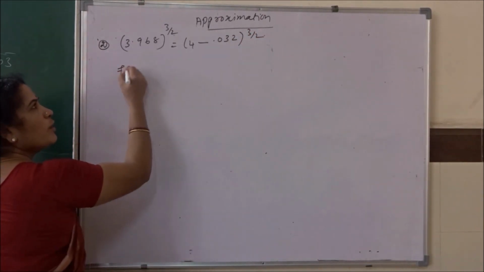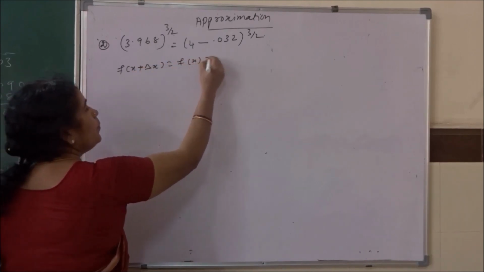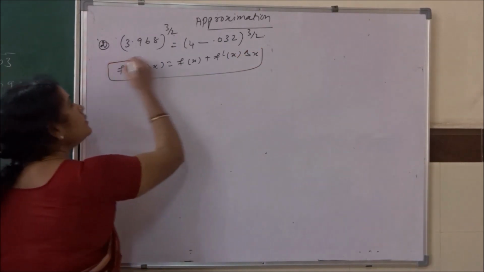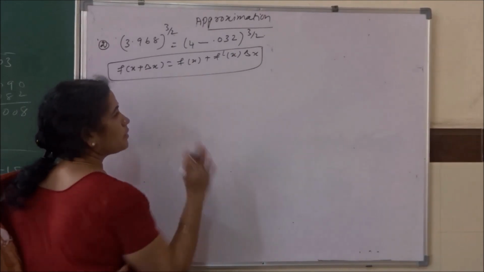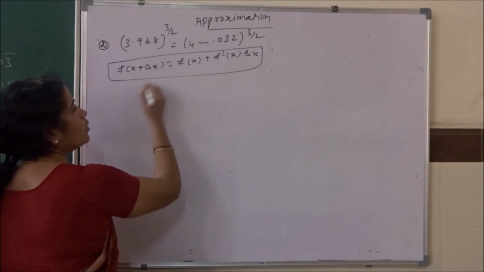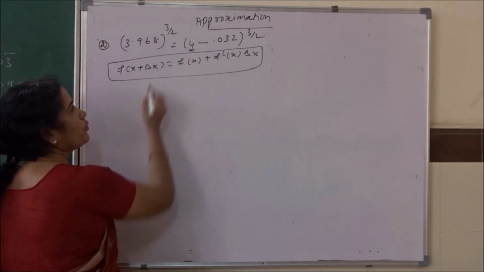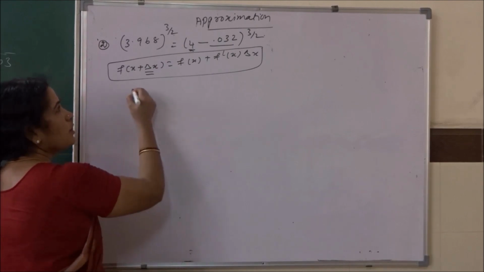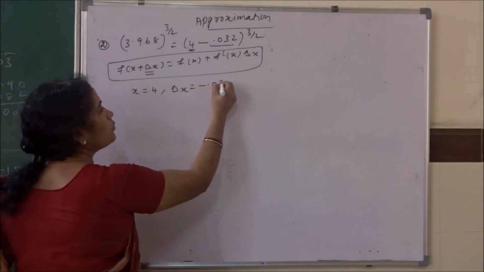Okay. Now what is the formula? F of x plus delta x is equal to f of x plus f dash of x into delta x. Simple formula. See, we have another method also, but this is so simple to follow. That's why I am giving this method. Clear to you? Now see, what is x plus delta x? What is x here? That is 4. What is delta x? Minus 0.032. Am I correct? Now x is equal to 4 and delta x is equal to minus 0.032.